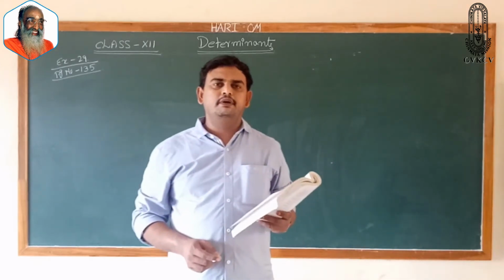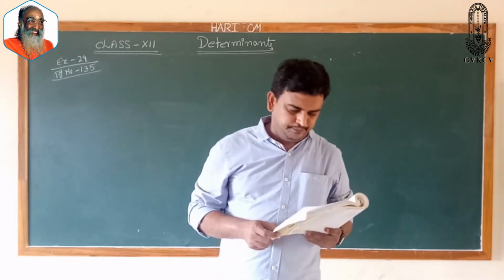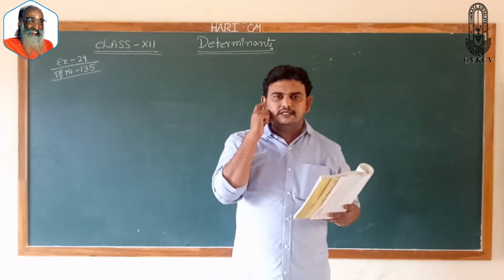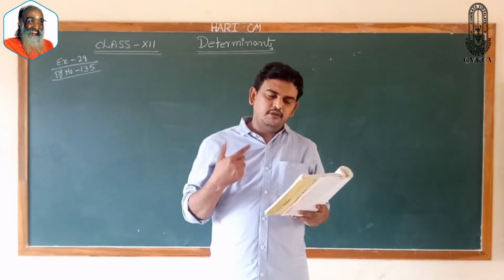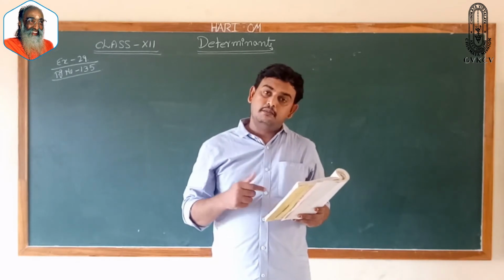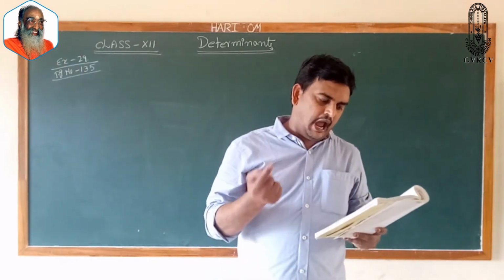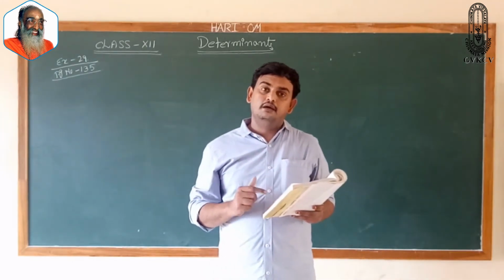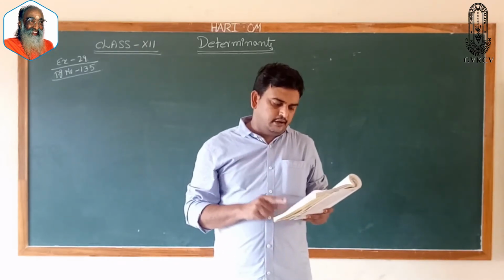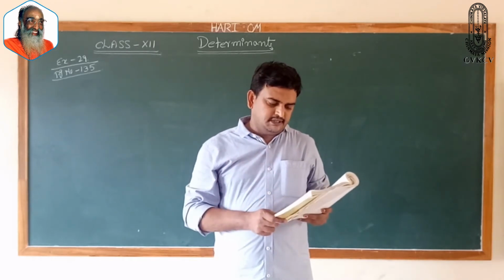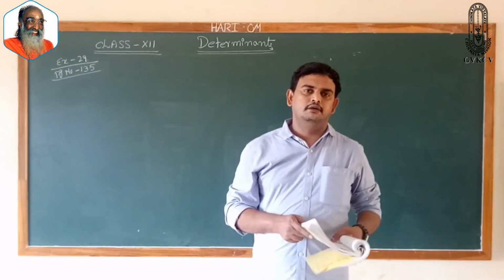Here we have example number 29. It is just like a word problem. Let me read out the question. The sum of 3 numbers is 6. If we multiply the third number by 3 and add the second number to it, we get 11. By adding the first and third numbers, we get double of the second number. Represent it algebraically and find the numbers using the matrix method.